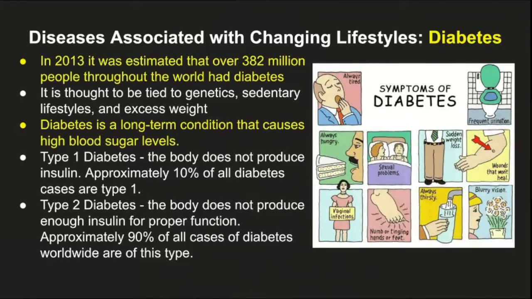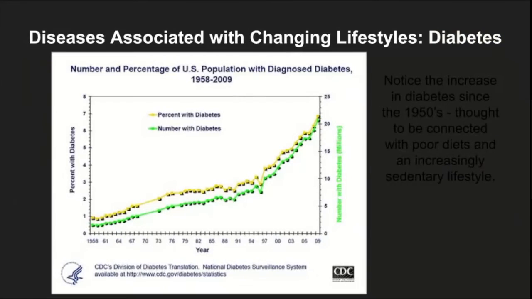Diabetes is another one. 382 million people throughout the world have diabetes. It's a long-term condition that causes high blood sugar levels. This is another one of longevity, right? And you can see with changing lifestyles and living longer, the percent of people with diabetes is increasing, right?